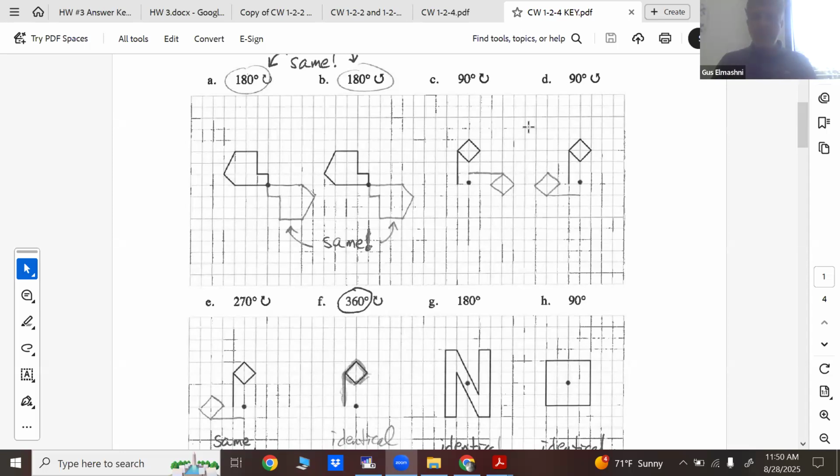G, just given the way N is written, as well as a square. So G is the same. If you do 180, you get to the same orientation. For a square, because you have four corners and four equal sides, four equal angles, you get the same thing. So it shouldn't matter if you trace it.